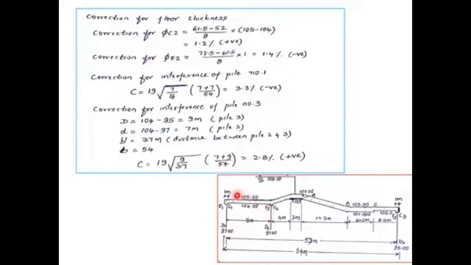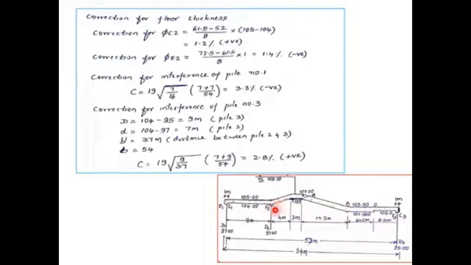The corrections for the points E2 and C2 have to be applied. Similarly, we have the corrections for C2, because we have to get it between the points D2 and C2. So here the pressure is 61.5, whereas the pressure there is 52. So that is 61.5 minus 52 divided by the depth, that is 8 meters, into the distance you want. If we want it at the 104 level, it is into 1 meter, so it is 1.2%.